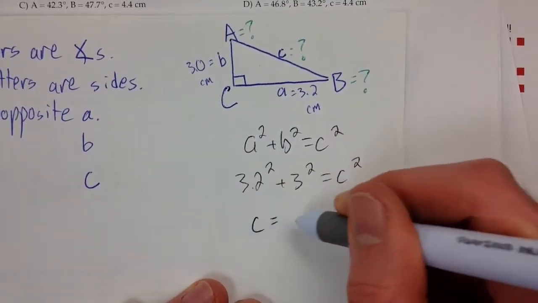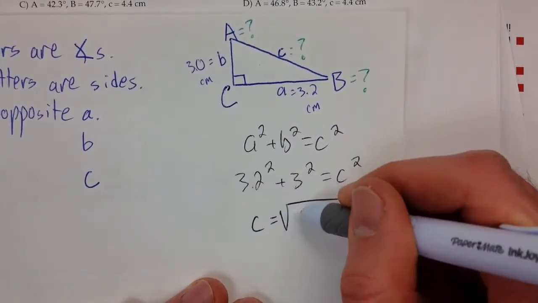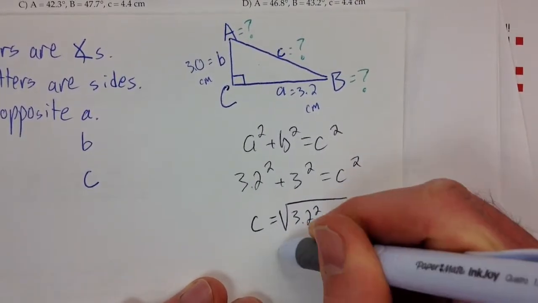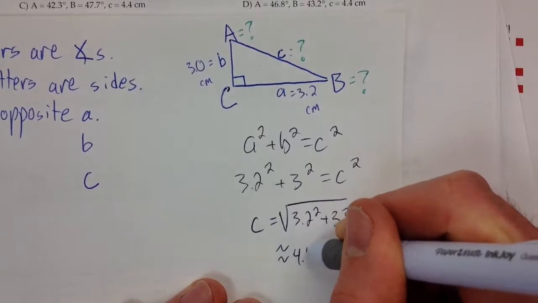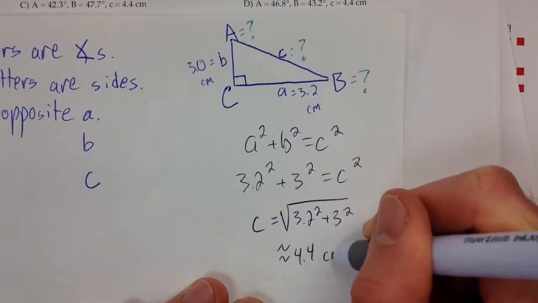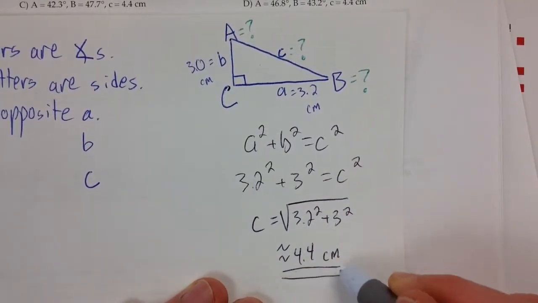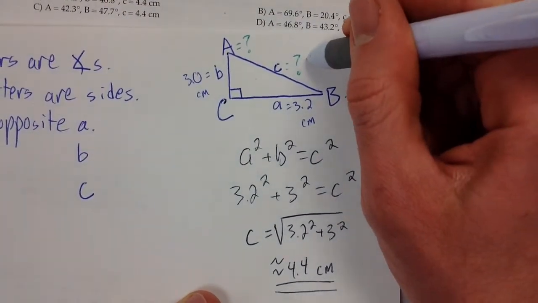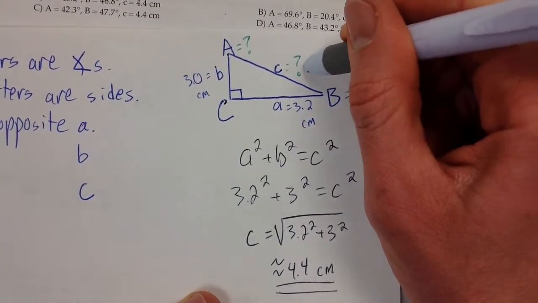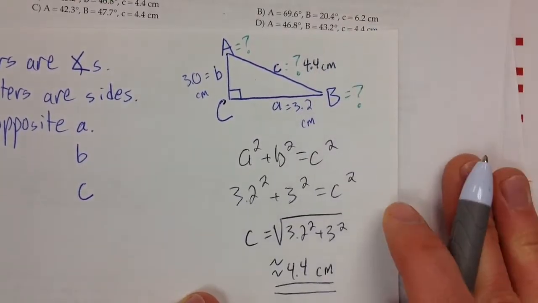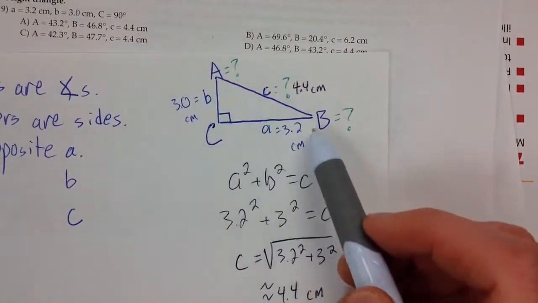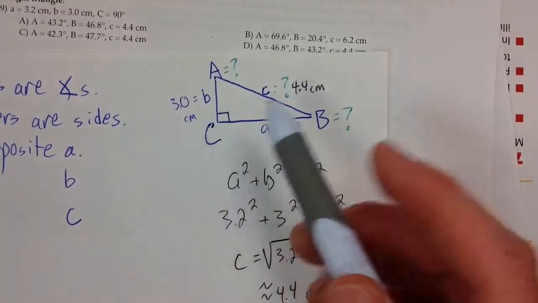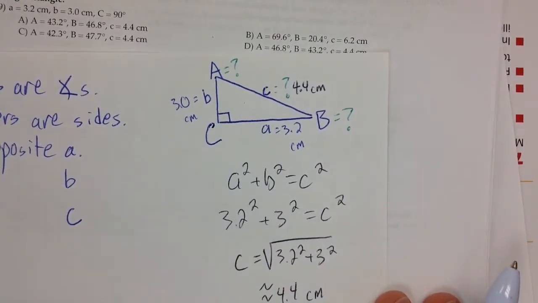So C is going to be the square root of 3.2 squared plus 3 squared, which is about 4.4. So we have 1/3 of the puzzle complete. We found side C. Now we have to find angle A and angle B. No need for a protractor or ruler. Calculator can do this for you.